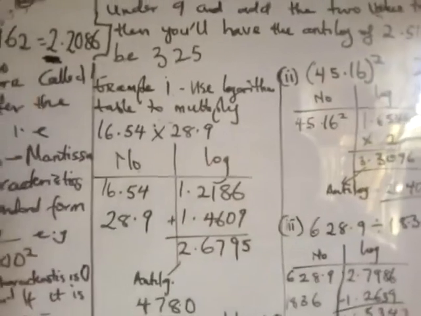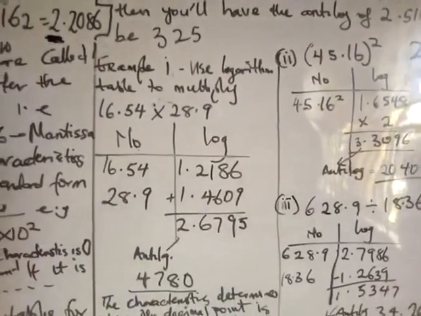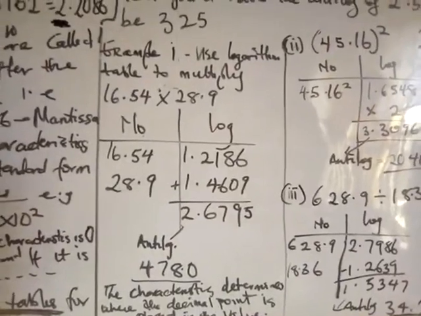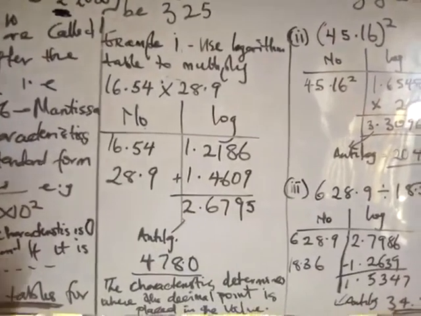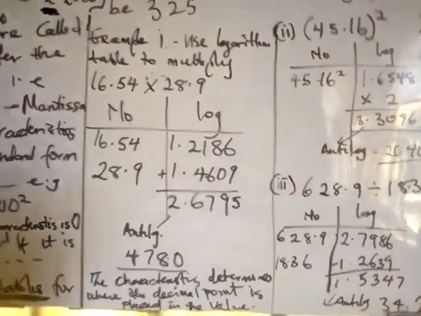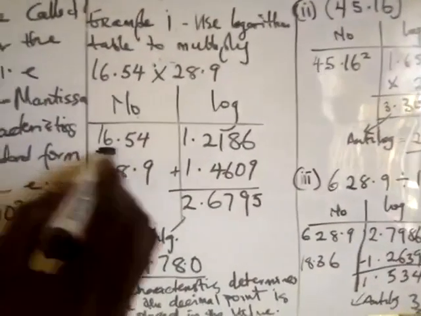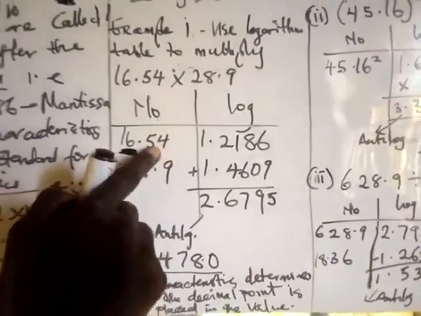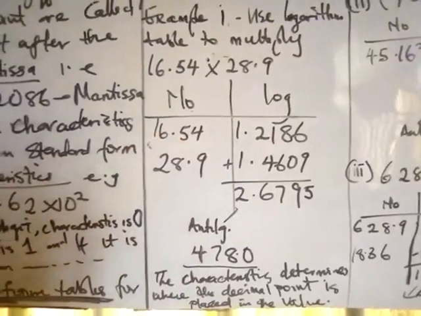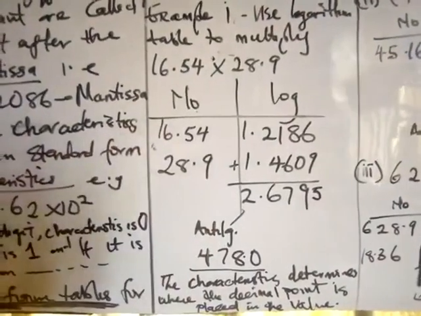Use of logarithm to multiply numbers. Again, we have 16.54 times 28.9. As I said earlier, you first spell it out, number and log. The first thing is to consider this is the integer part, and this is the decimal part, that is 0.54. On that integer part, how many digits do we have? We have 2 digits, have we?